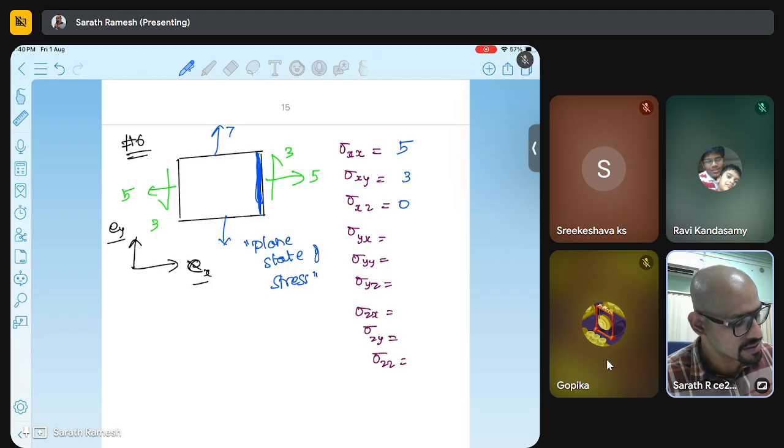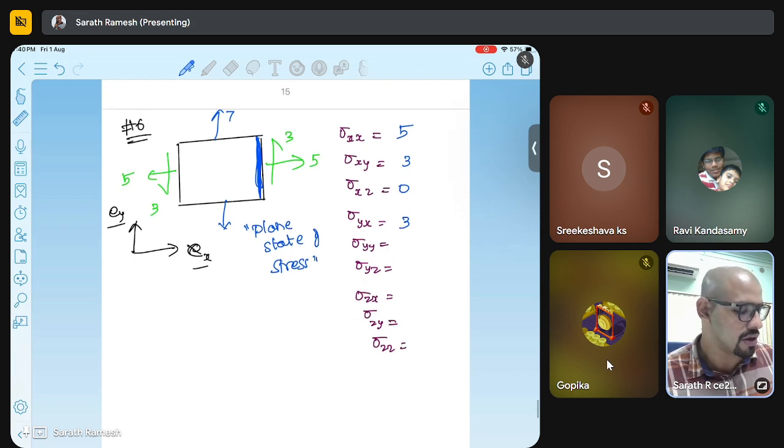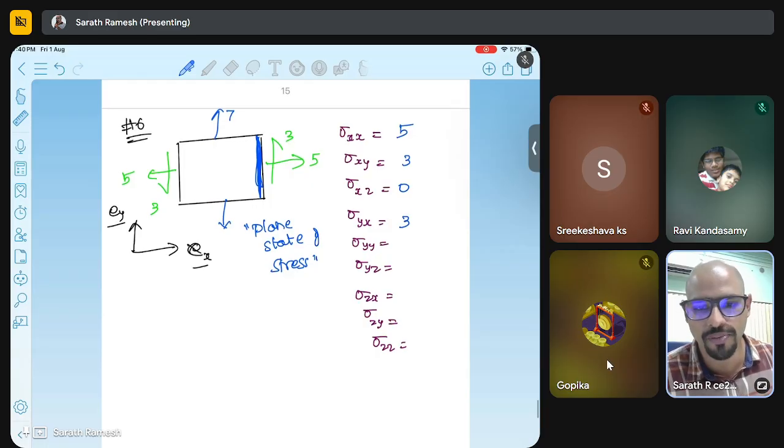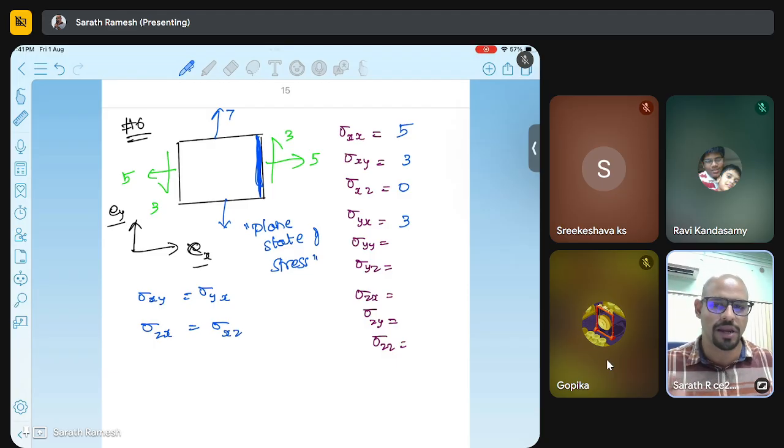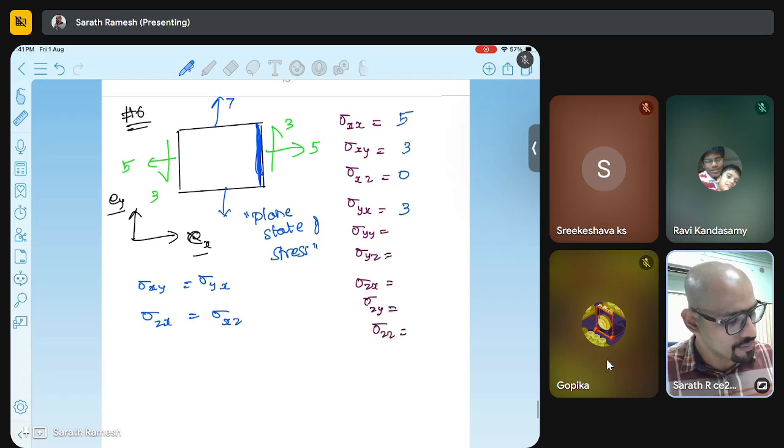What is sigma yx? Sigma yx is 3. By the way, this will be the same because of moment equilibrium, which you will see in the upcoming lectures. Sigma xy and sigma yx will always be the same, and sigma zx will always equal sigma xz because of moment equilibrium. So the stress matrix will always be symmetric. If it is not symmetric, then there's some problem.